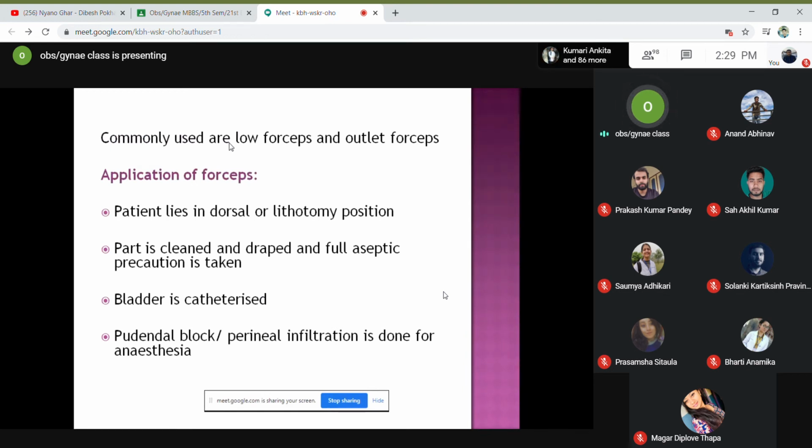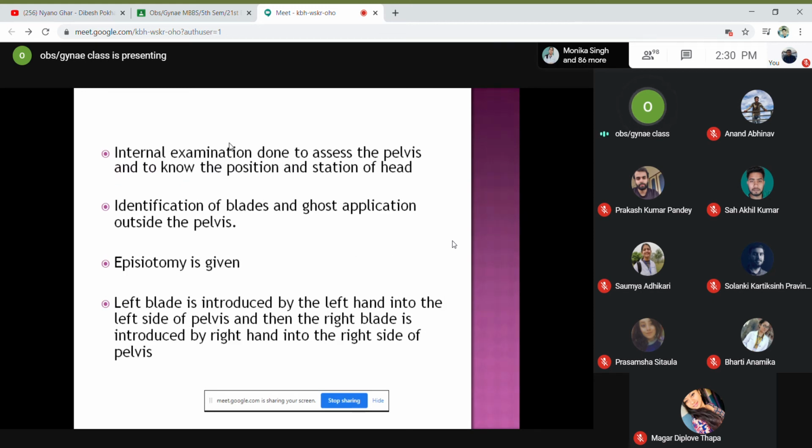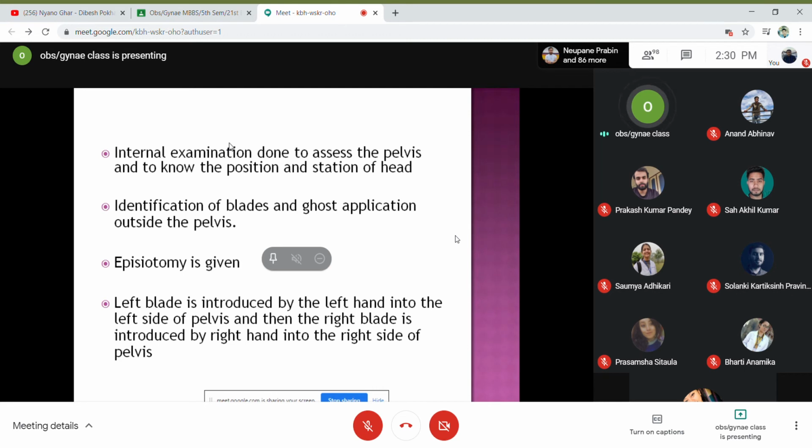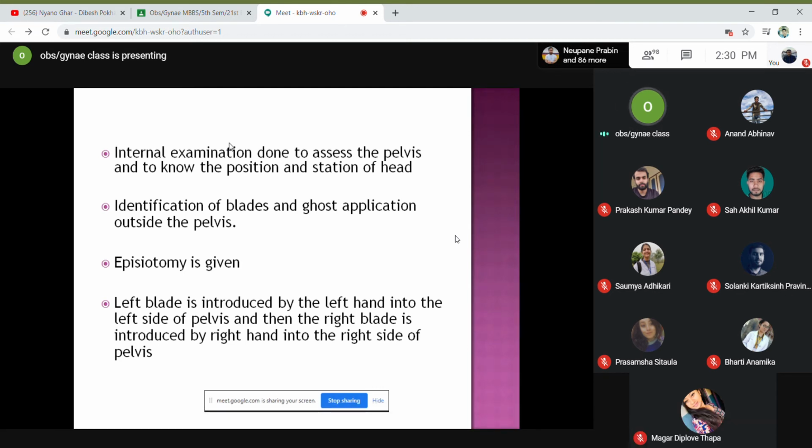Now the procedure, I'm just going to give you the steps. I don't think it is possible to make you understand through this forum, but just know the steps of how we apply the forceps, and you can see later on when we come for posting. Patient lies in dorsal or lithotomy position. Part is cleaned and draped, and full aseptic precaution is taken. Bladder is catheterized. Pudendal block with perineal infiltration is done for anesthesia. Then you have to do an internal examination to assess the pelvis and to know the position and station of the head. Identification of blades and ghost application outside the pelvis has to be done.